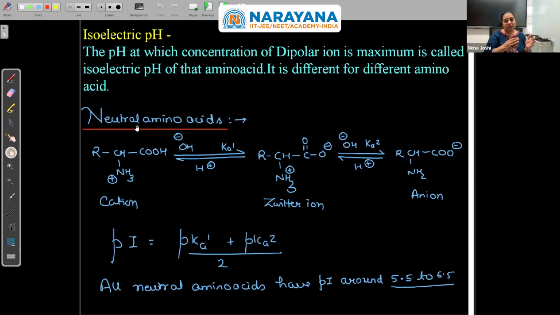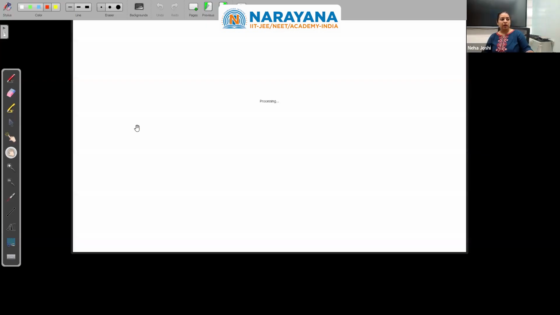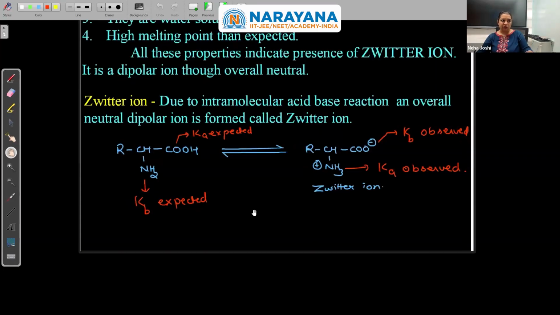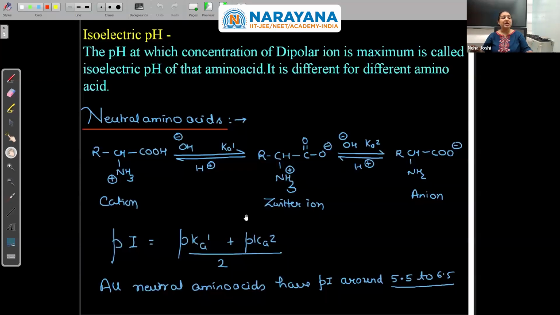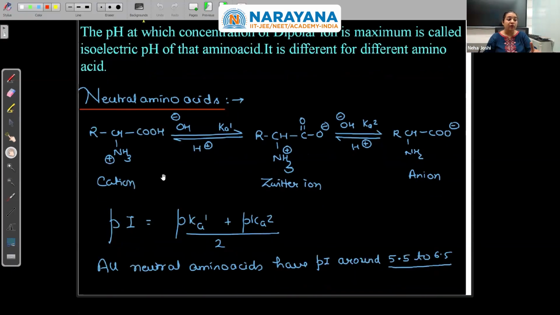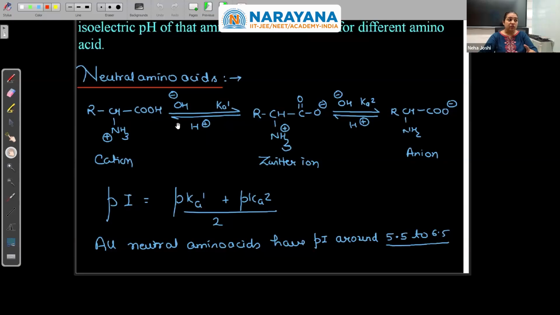Now what happens is that the different forms of amino acid, like the neutral and the ionic, will be in equilibrium. Yes, but further they will be in different forms based on the pH of the medium. The pH at which the concentration of the dipolar ion is maximum is called the isoelectric pH of that amino acid. And of course, it will be different for different amino acids because they will have different K1, K2. Now, learn how to find the isoelectric pH of an amino acid. This is a very important question zone.